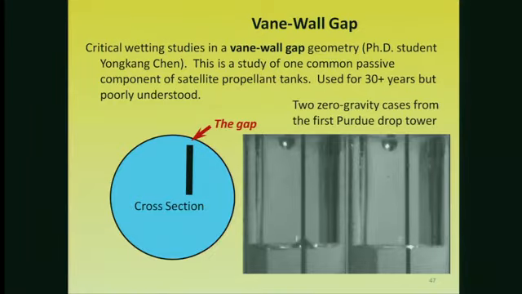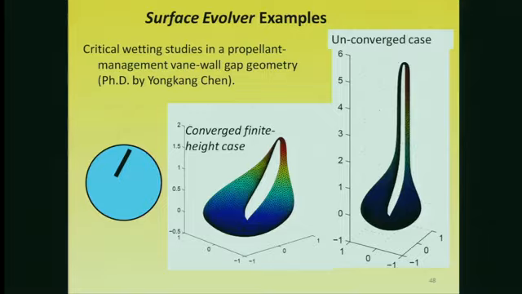And so we looked at a gap between a vane and a wall, and also other manufacturing imperfections, like the vane not being normal to the wall, being skewed a little bit. And there's his Surface Evolver work for the geometry, the cross section on the left. There's a converged case with finite height. And then here's a case that's unconverged, non-converged; it'll just keep going up and up.